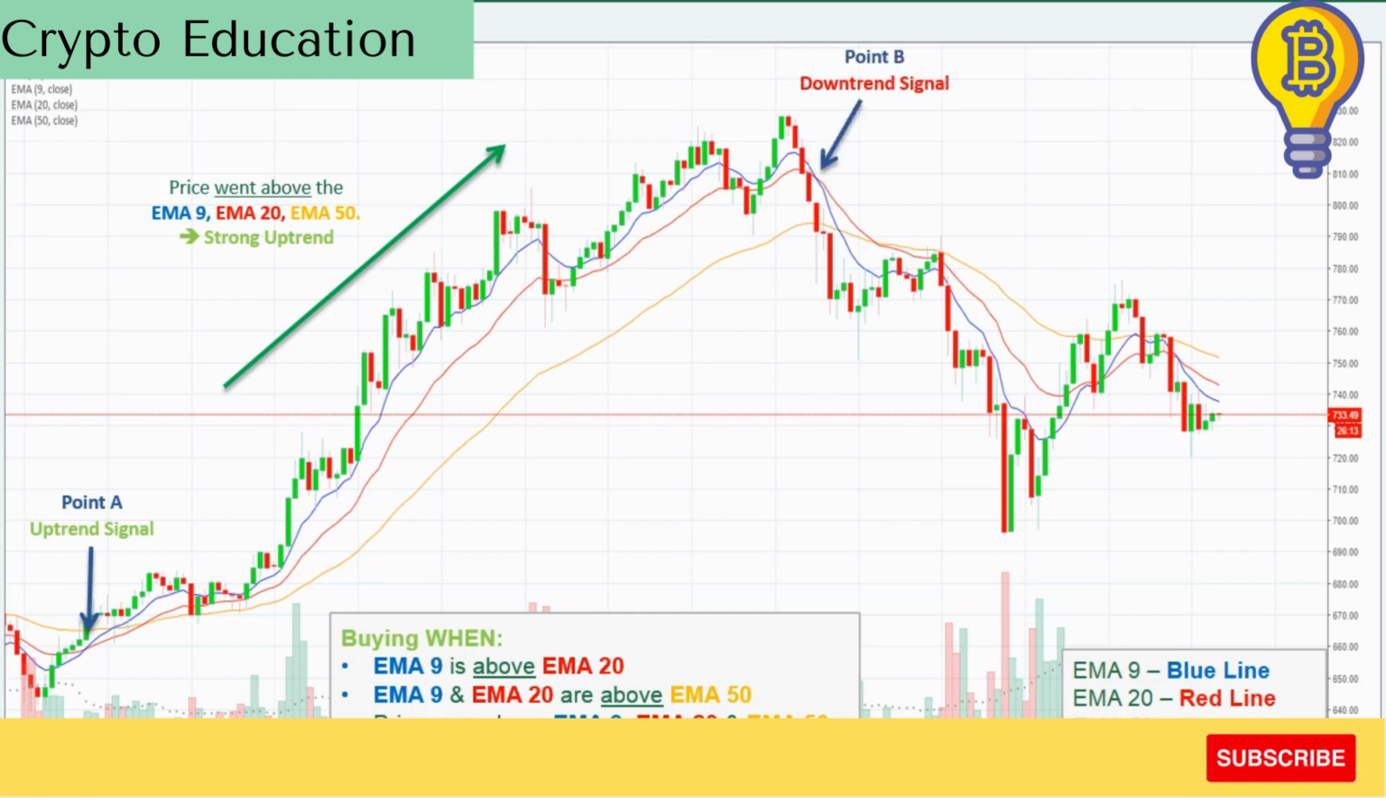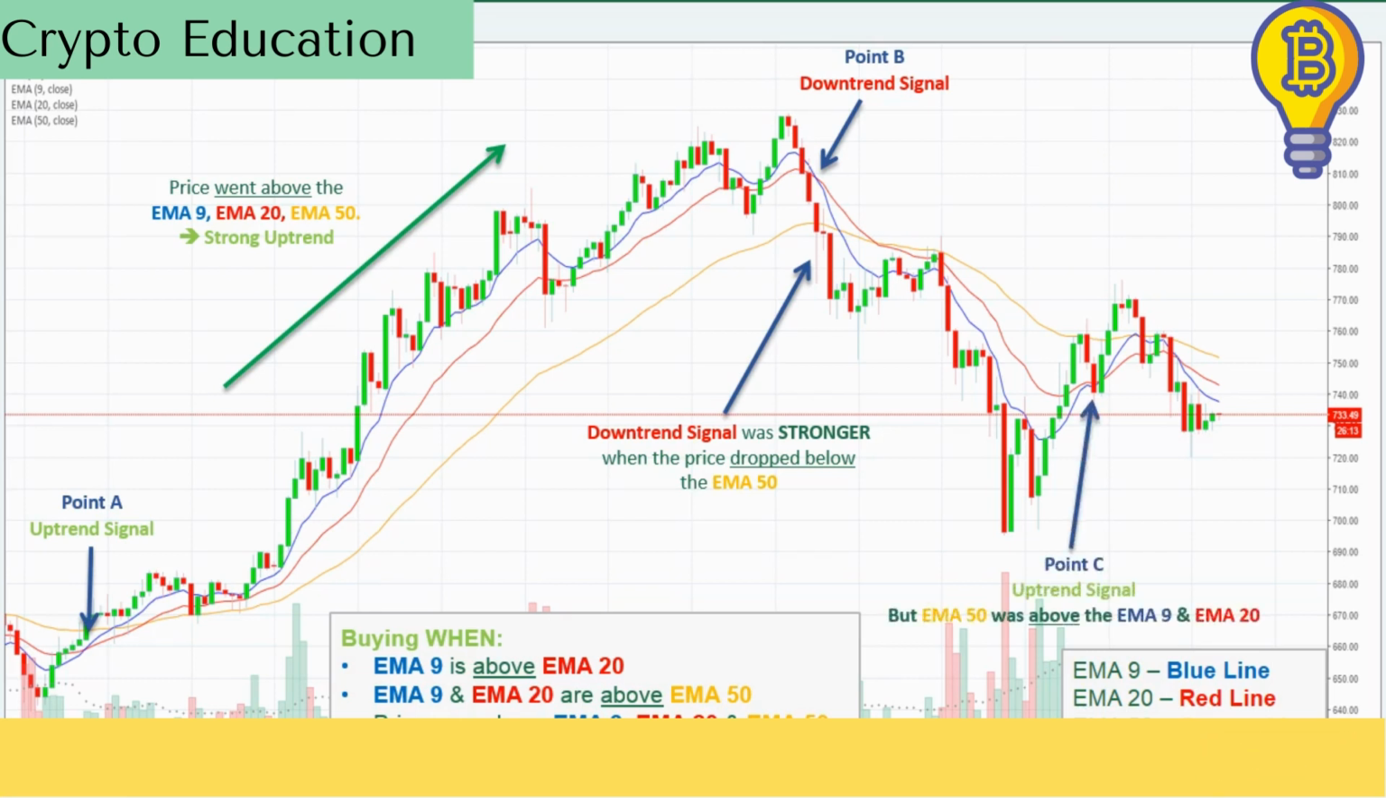The trend reversed when the EMA 9 crossed below the EMA 20 at point B. The downtrend signal was stronger when the price dropped below the EMA 50. The price went back up again when the blue line crossed above the red line at point C, but this time, the orange line was above the blue and red lines. This was a weak uptrend signal because the EMA 50 could act as a dynamic resistance that prevented the price from rising up. In this case, you should avoid making a trade and wait for another signal.